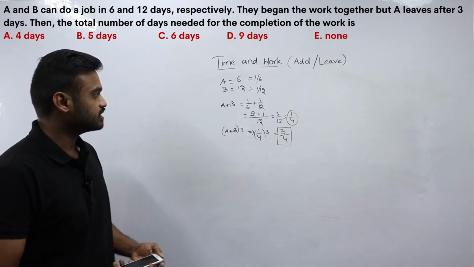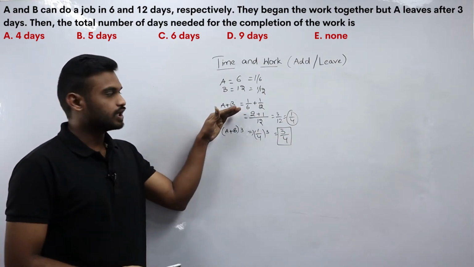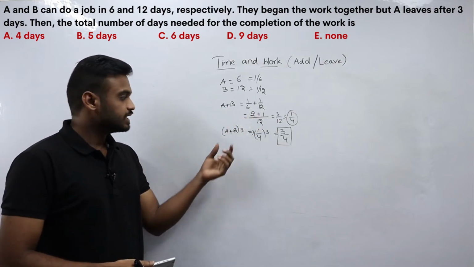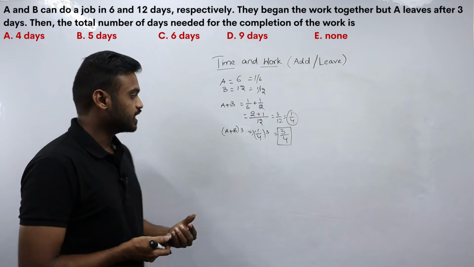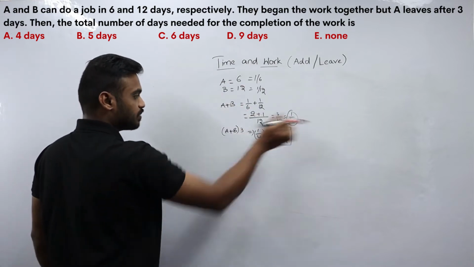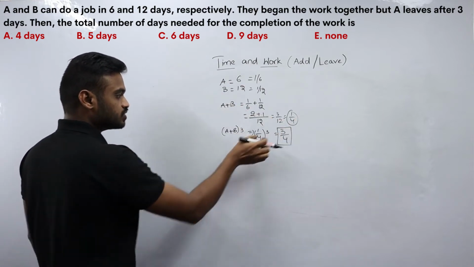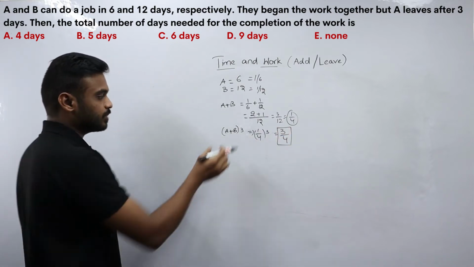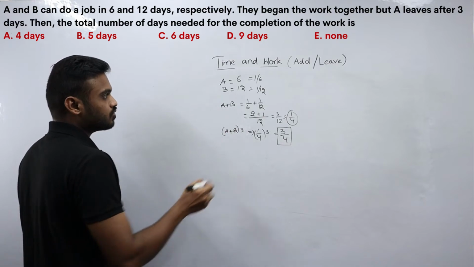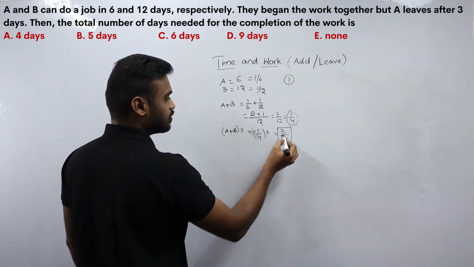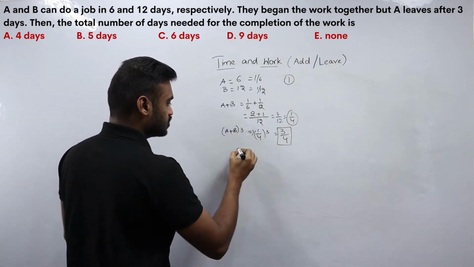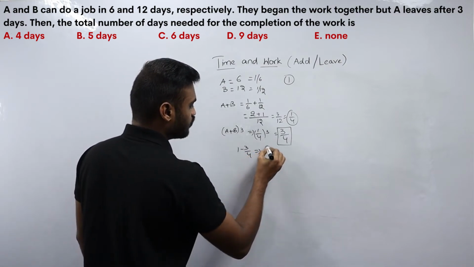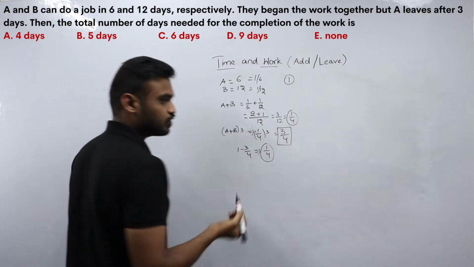Understand this. A and B started work together and after 3 days A left the work. So up to 3 days A and B both have worked together. A and B's 1 day's work is 1 by 4, and they have worked for 3 days, so 1 by 4 into 3, that is 3 by 4 parts of the work is already completed. Out of one part of the work, 3 by 4 is completed. So what is the work that is left over? 1 minus 3 by 4, so 1 by 4 part of the work is left over.